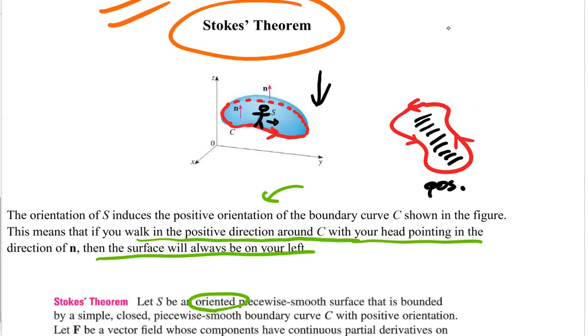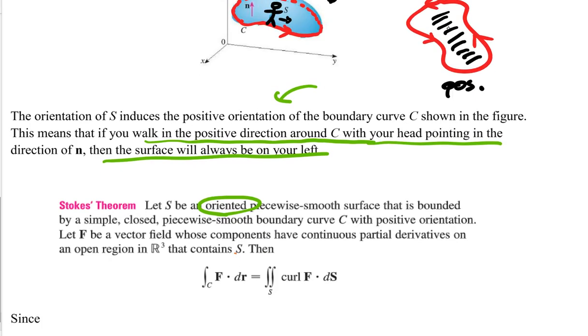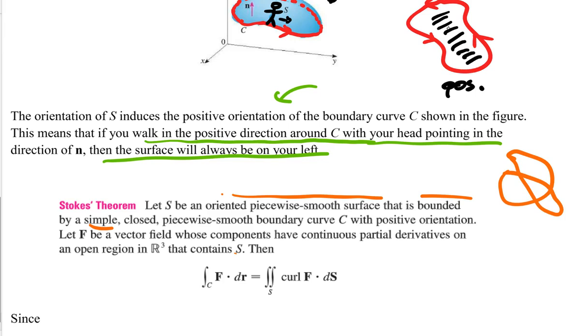Okay, so the idea here is, and I missed a good important point here, N is pointing up, the direction of your head. All right. Okay, so that's one condition that you need to use Stokes' theorem. Okay, so S is an oriented piecewise smooth surface that is bounded by a simple, which means it doesn't cross itself, the curve doesn't cross itself like that, closed piecewise smooth boundary curve C. Piecewise smooth means that there's no kinks in it.